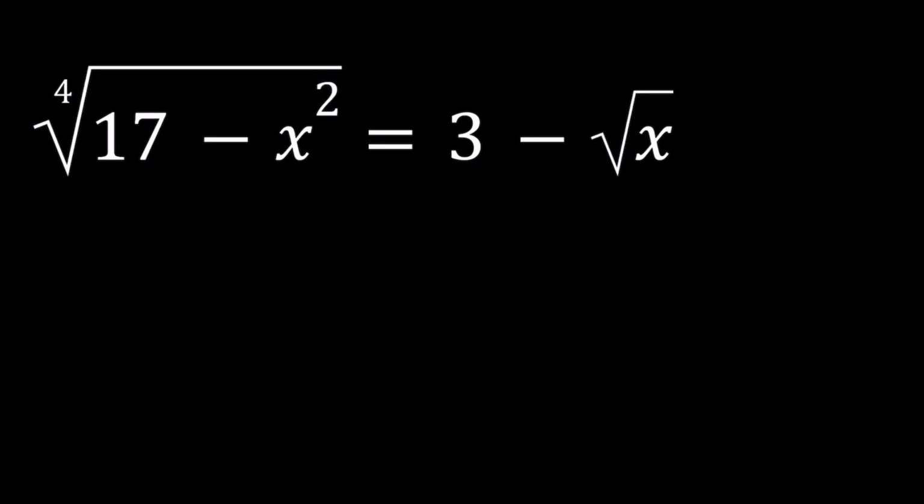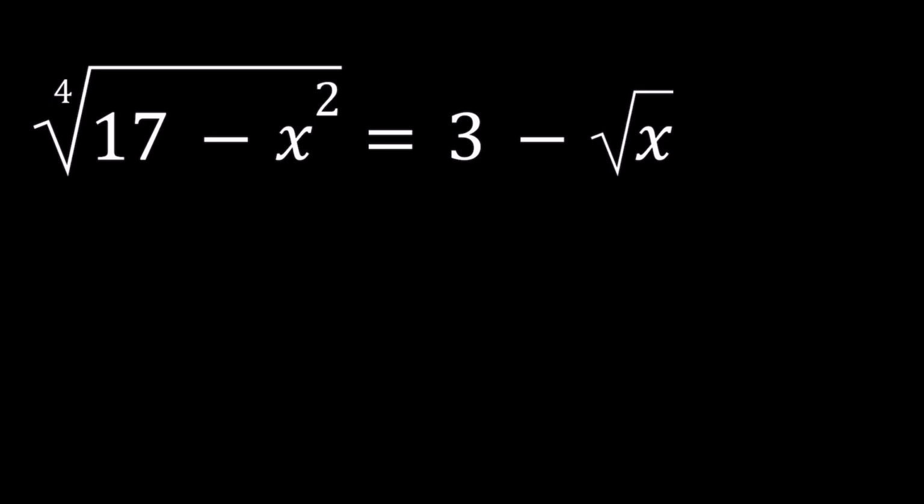Hello everyone. In this video we're going to be dealing with a radical equation. We have the fourth root of 17 minus x squared, and that equals 3 minus the square root of x. And we're going to be solving for x values, real and complex.